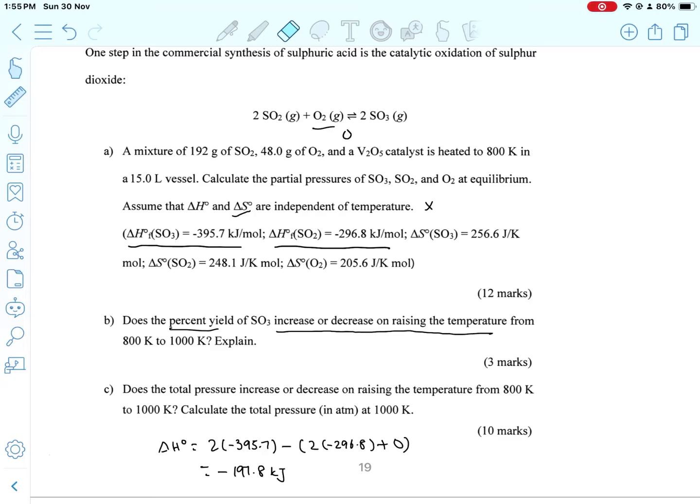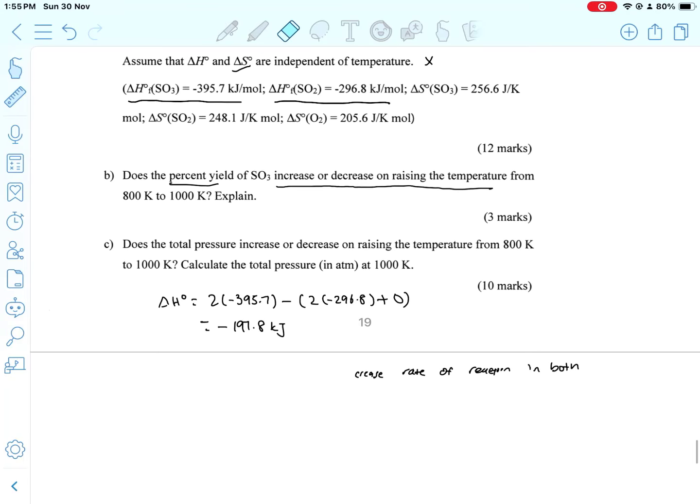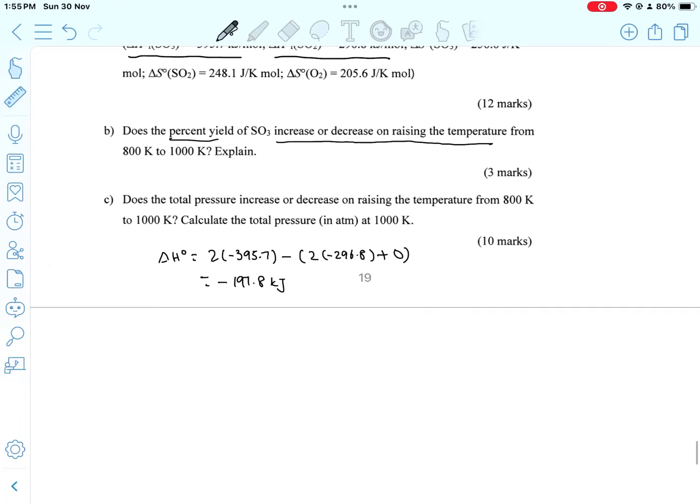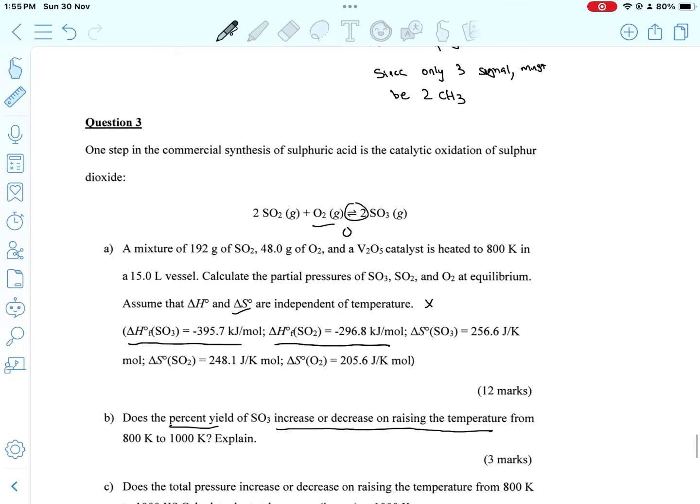So the standard enthalpy can be calculated through the sum of the formation of products minus the sum of formation of your reactants. And that will indicate that this reaction is actually exothermic because it's negative 197.8 kilojoules. Okay, so let's think about it. When we increase temperature, we actually increase the rate of reaction. But since this reaction has equilibrium, we are increasing the rate of reaction in both directions, not just the forward, but also the backward.